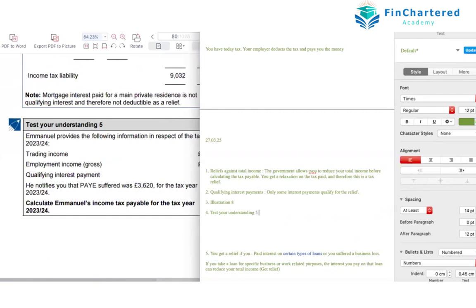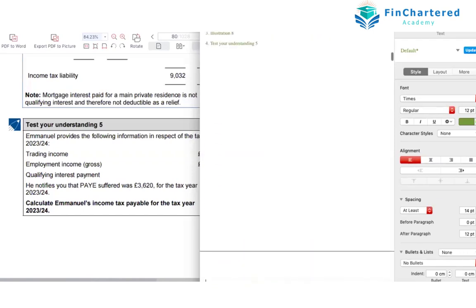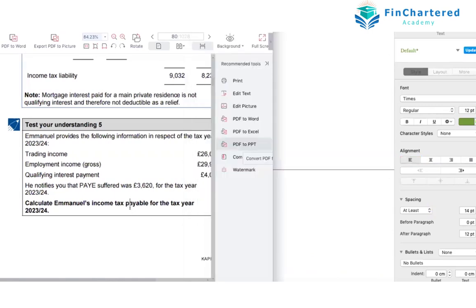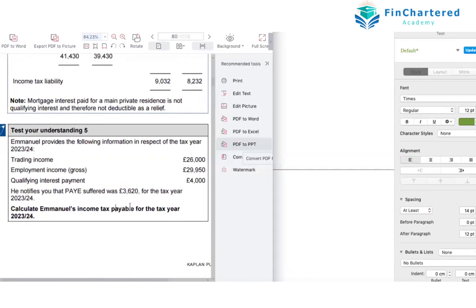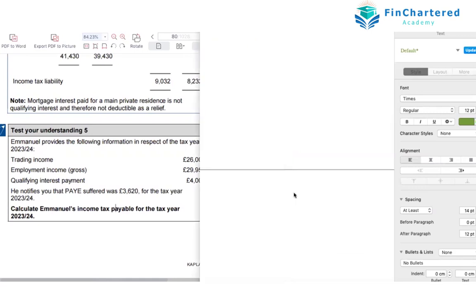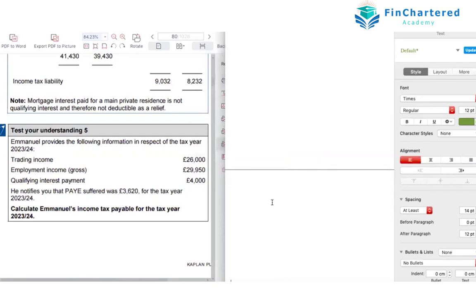Test your understanding 5. Again, I will do the calculation. The manual provides the following information in respect of the tax year: trading income 26,000, employment income 29,950, qualifying interest payment is 4,000. He notifies you that PAYE was suffered. So this is an interesting question, right? What is happening is, calculate his income tax payable.